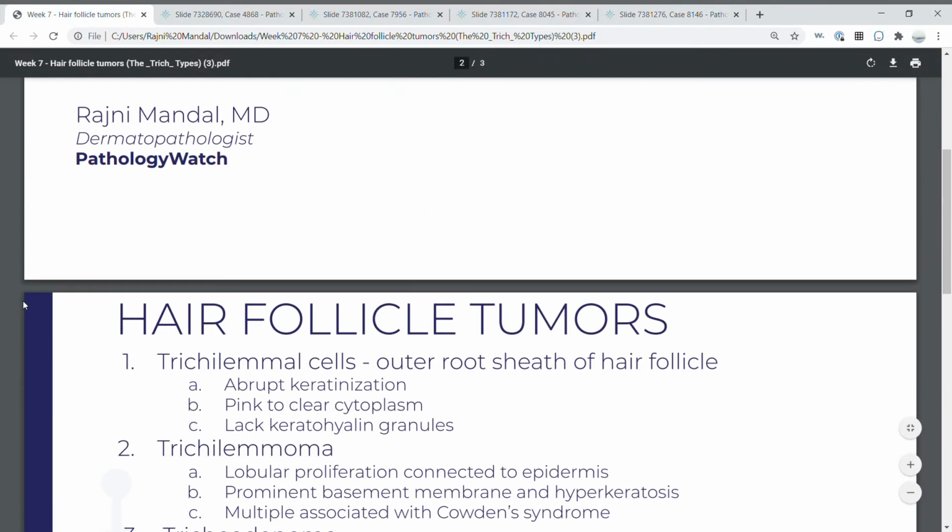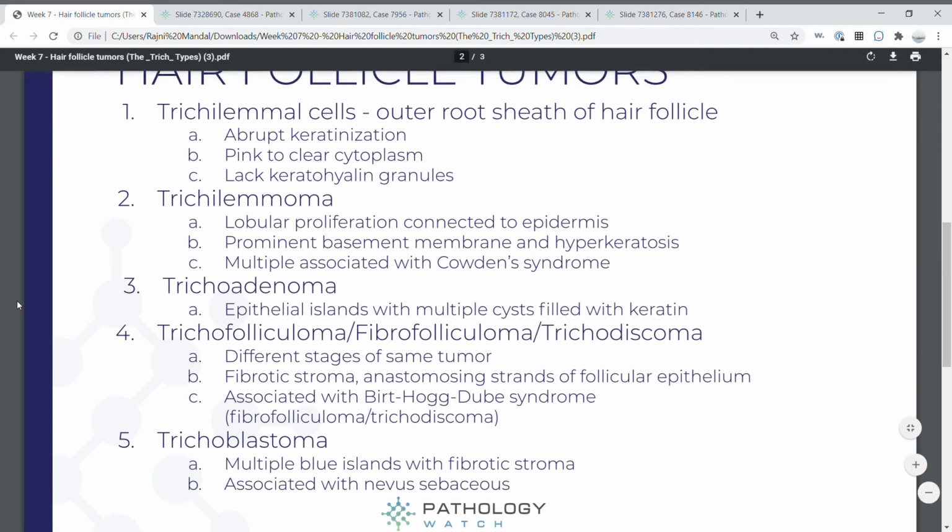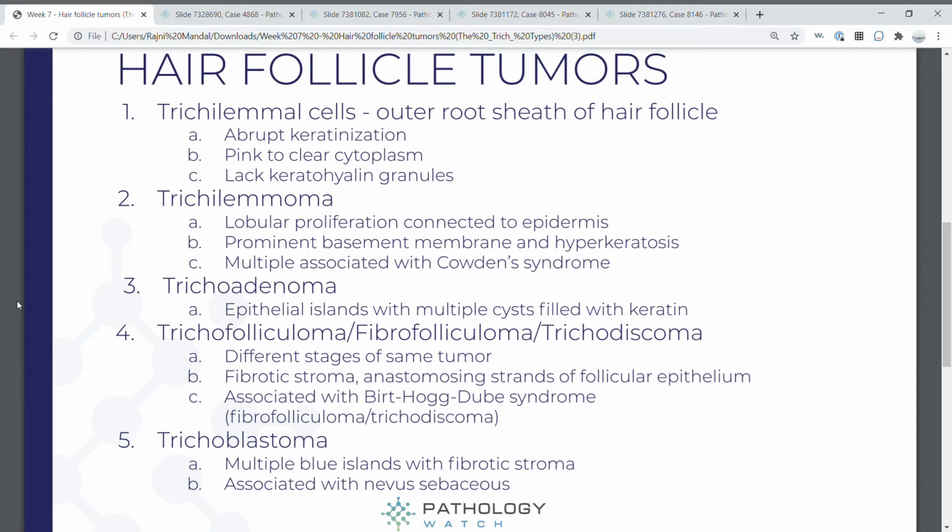So here are your 5 flashbacks for today. Hair follicle tumors, tricholemmal cells, are the most common cell of origin, and they come from the outer root sheath of the hair follicle. They show abrupt keratinization, pink to clear cytoplasm, and lack of keratohyalin granules. Tricholemomas show lobular proliferation connected to the epidermis and a prominent basement membrane in hyperkeratosis. There are multiple associated with Cowden syndrome.